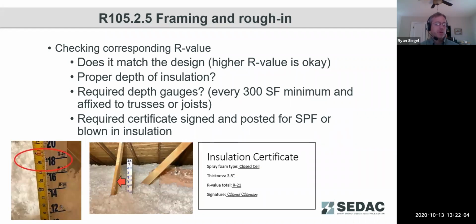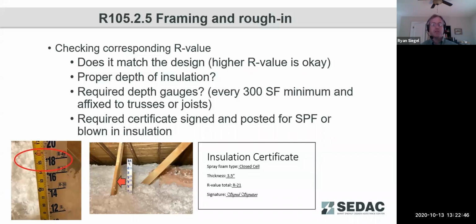Next up, once we've verified our insulation is correct, next is checking for the R value. And understanding that, does this match the design? Again, if it's higher than the design, that's typically perfectly acceptable under most circumstances, because all that will do is provide some extra or reduced energy consumption. Proper depth of insulation: for blown-in insulations, there needs to be proper depth gauges.